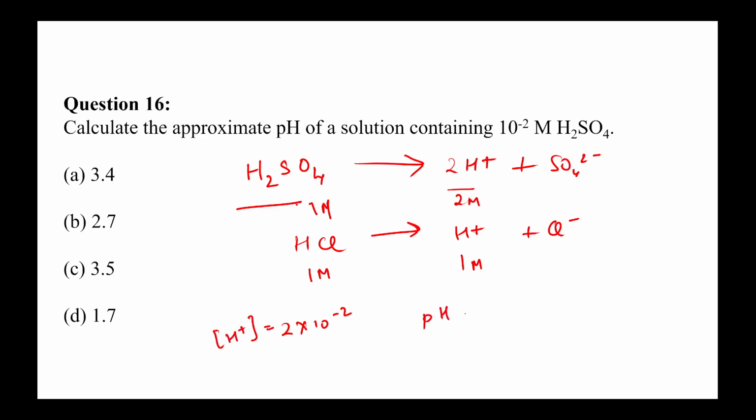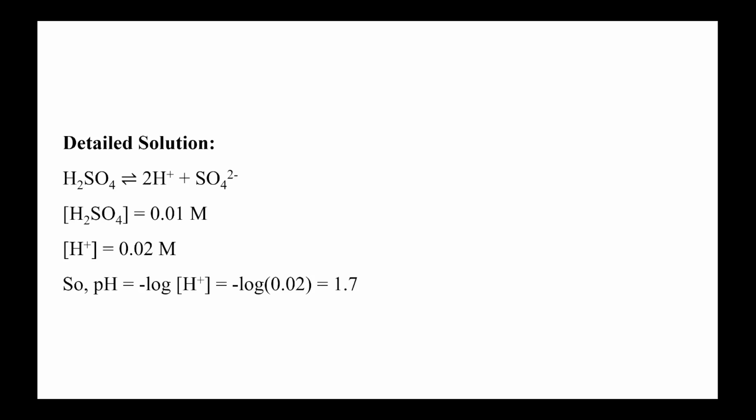So pH would be negative log of 2 into 10 raised to power minus 2. So log 2 would be 0.301. So negative 2 minus 0.301, that would be your answer. So that is 1.7.